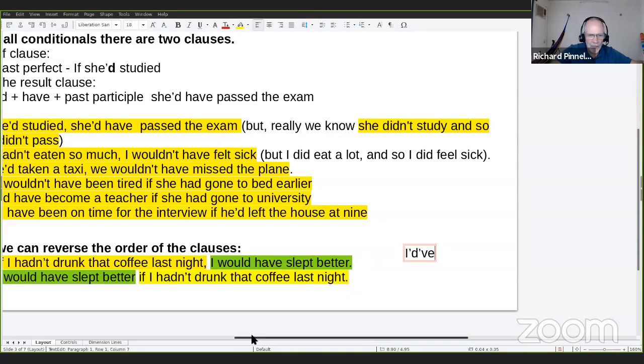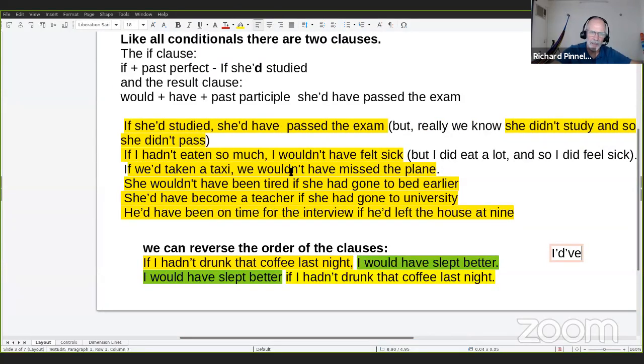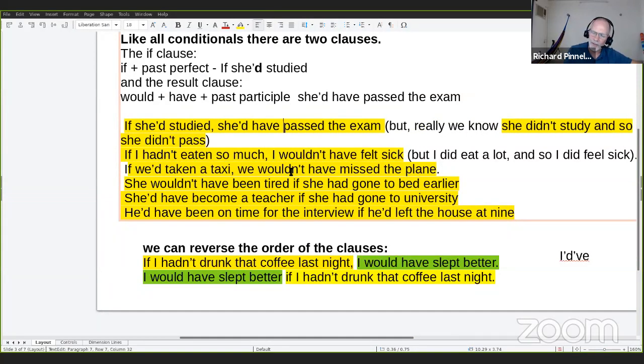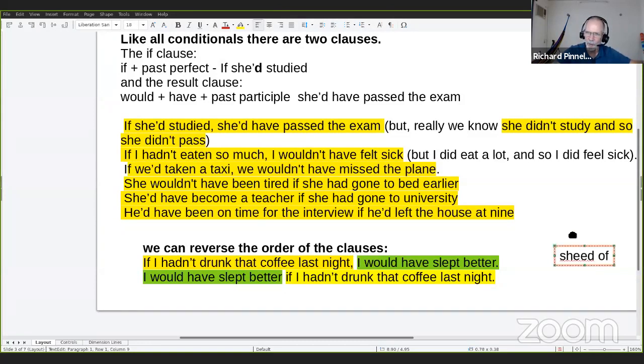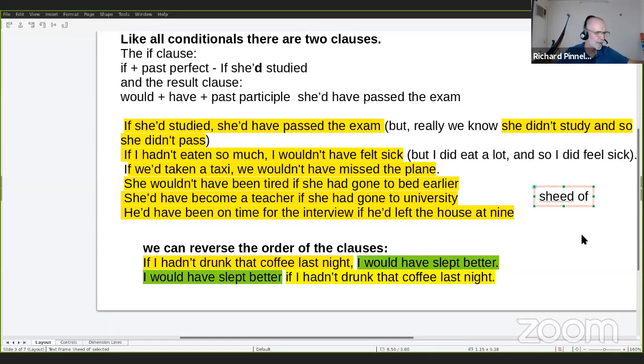Listen again. If she'd studied, she'd have passed the exam. She'd have passed. Repeat, Clementi. She'd have passed. It's more like "she'd-uv." Try to write it phonetically. I think that's the best way of doing it. She'd have. Yeah, perfect. If she'd studied, she'd have passed the exam. Very good. What about you, Israel? If she'd studied, she'd have passed the exam.